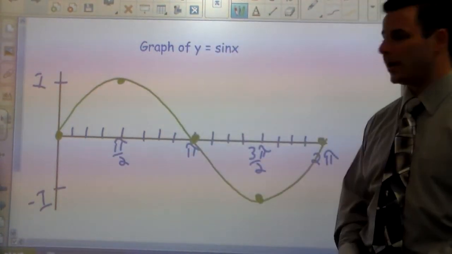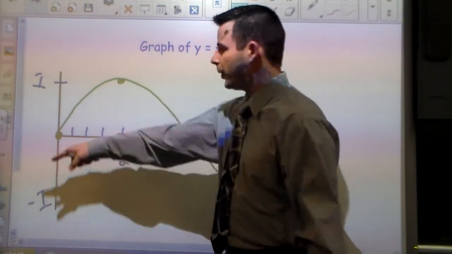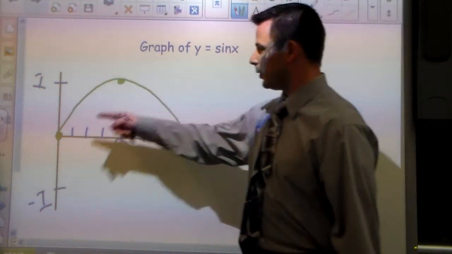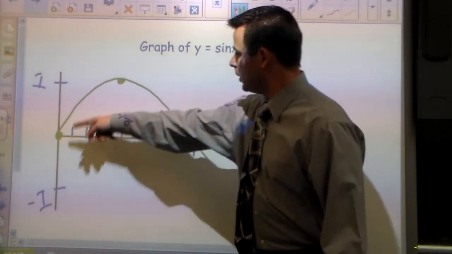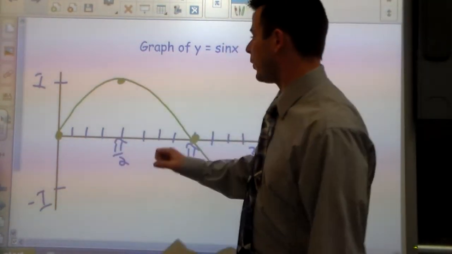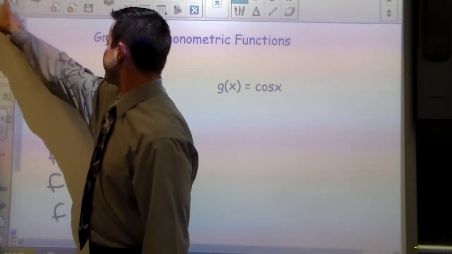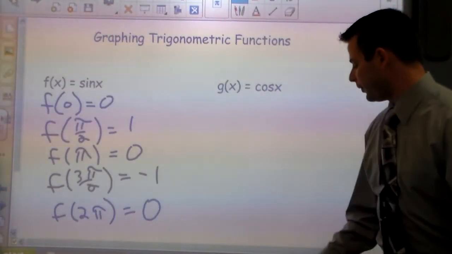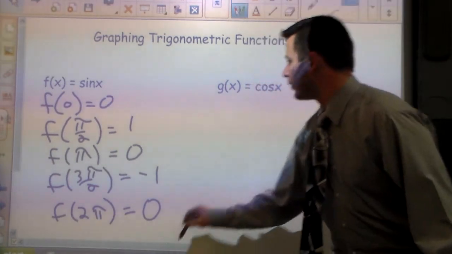And there's the graph of y equals sine x. Notice it's not sharp, it's a curve. Do not make points. Make these things look like curves. Now let's focus on the graph of cosine. Let's evaluate all of the quadrantal angles for cosine.